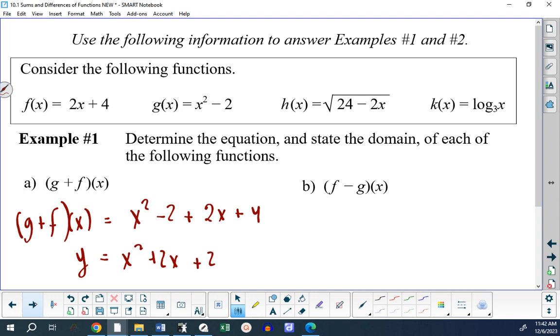What is the domain of that function? Well, I know that many of you will look at that function I've just written and say it's a parabola, so the domain is any real number. But the reason the domain is any real number is because the domain of this function is any real number, and the domain of this function is any real number. So they overlap everywhere.